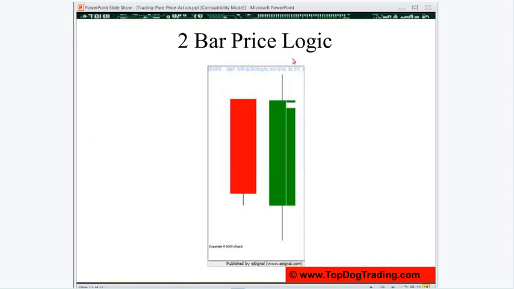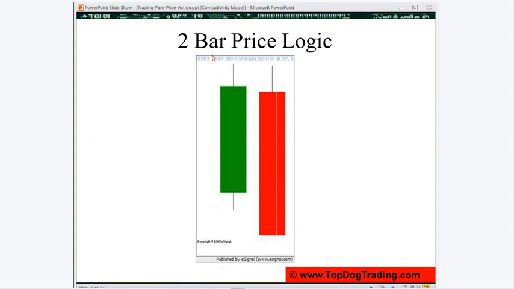Okay, so let's go to a two-bar logic now. Ooh, getting complicated here. So now this two-bar pattern is a bullish pattern. This one bar was bearish, but this bar is bullish. And this bar, we would say, has invalidated the bar before it. So the green bar has invalidated the sentiment of the market the bar before.